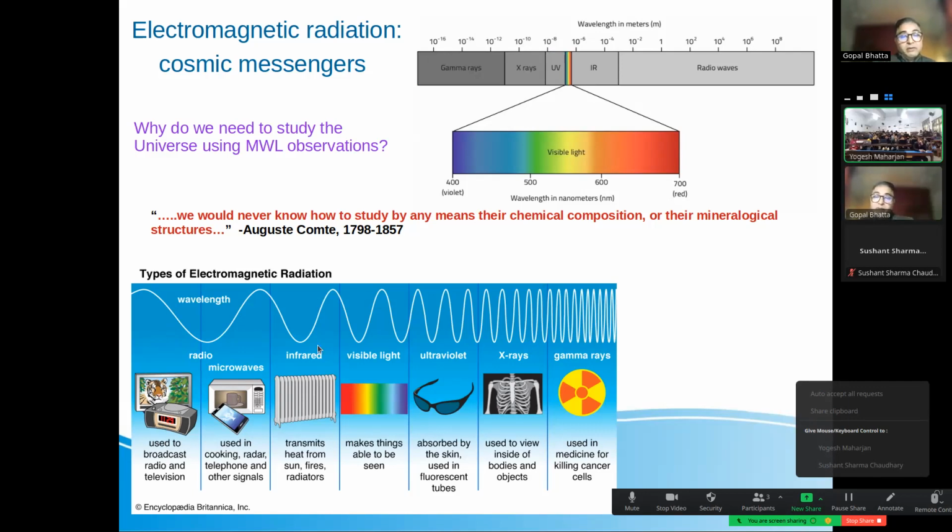You're familiar with the visible, all these red, blue, green, the rainbow colors. Ultraviolet is used in fluorescent tubes and bulbs for white light, and then X-ray. You're familiar with the medical uses of X-rays, and the photons even more energetic than X-rays are gamma rays. Gamma rays, for medical purposes, are mostly used for killing cancer cells. So that's a brief introduction to the spectrum of electromagnetic radiation.